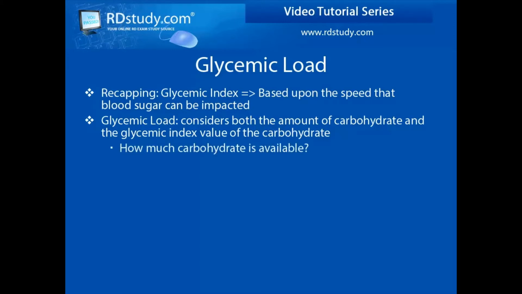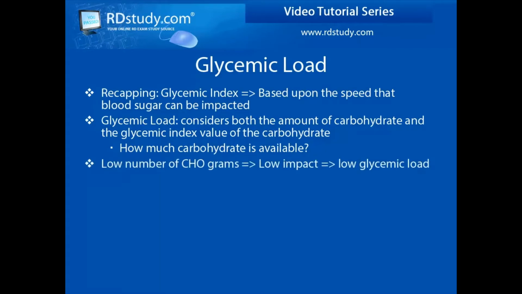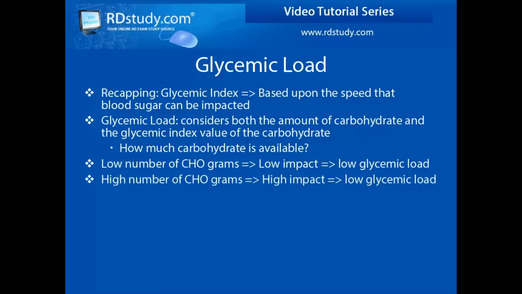The glycemic load considers the question, how much of that carbohydrate is available to impact blood sugar? If the amount is small, then the glycemic load value will be low. If there is a large amount of carbohydrate found within the food, then the load will be high.